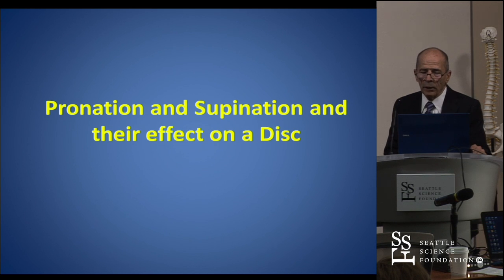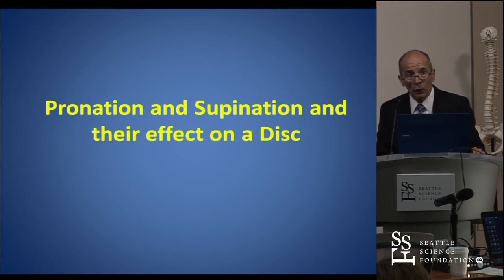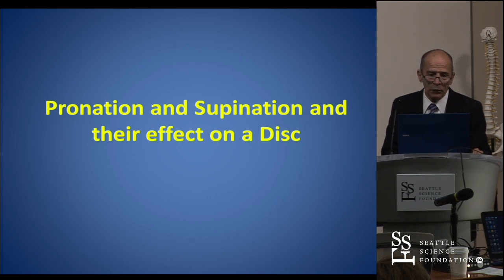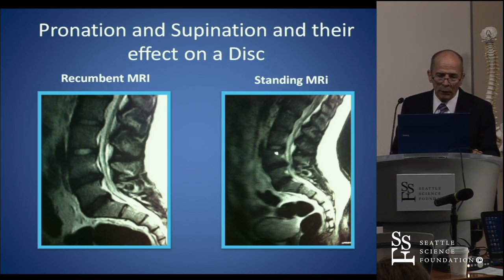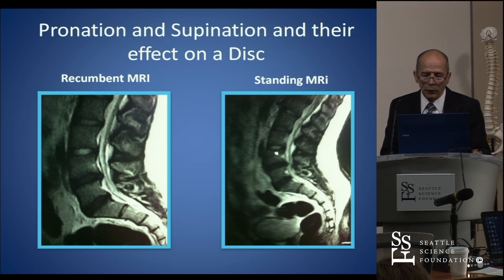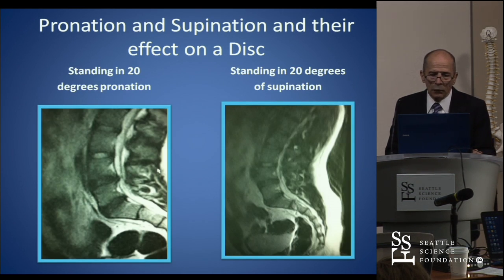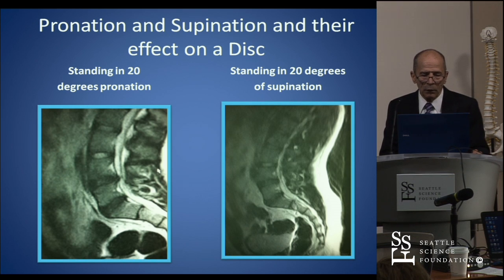Fortunately, we had a disc. I had put in my proposal to the board that if there was an asymptomatic disc on all these asymptomatic patients, that I thought the disc would reduce in size or go away. And so we had in the recumbent, you can see a small disc there, but standing, the disc protruded more. In 20 degrees of pronation, it still protruded, but as soon as we supinated them 20 degrees, the disc went away.